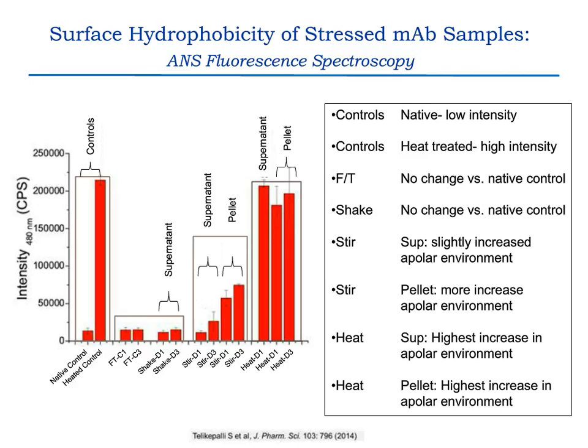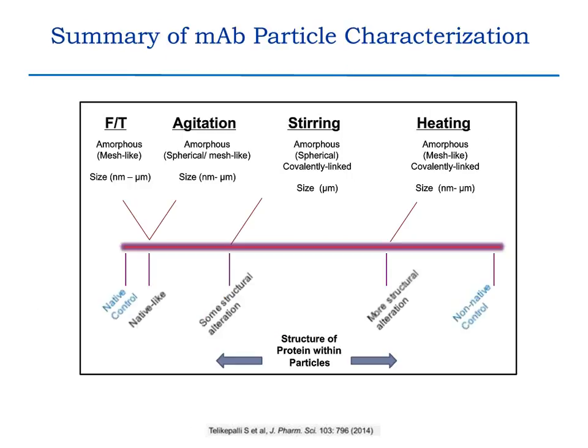So to summarize this case study, we can look at the different stresses: freeze-thaw, agitation, stirring, and heating across the top. And instead of just looking at the size and the number of particles, we can characterize their morphology. We can see that in the case of stirring and heating, there was covalently cross-linked protein through disulfide bonds. And looking on the scale on the bottom of the slide, we can see that the structure of the protein within the particles can vary compared to controls, from more native-like in the case of freeze-thaw all the way to more structurally altered in the case of heating.